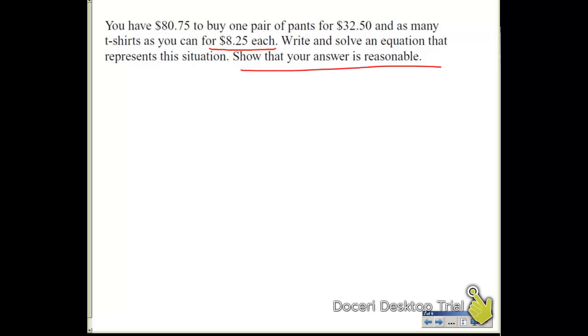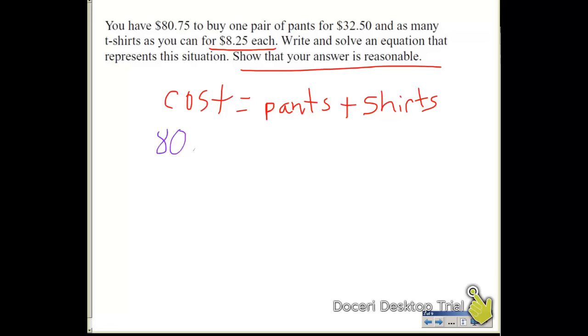So my total cost is going to come from pants, or cost of pants, plus cost of shirts. So all I got to do now is start substituting some information. So my cost here is $80.75. My pants have a straight cost of $32.50, and that's not a variable cost, so it's just a one-time fee.